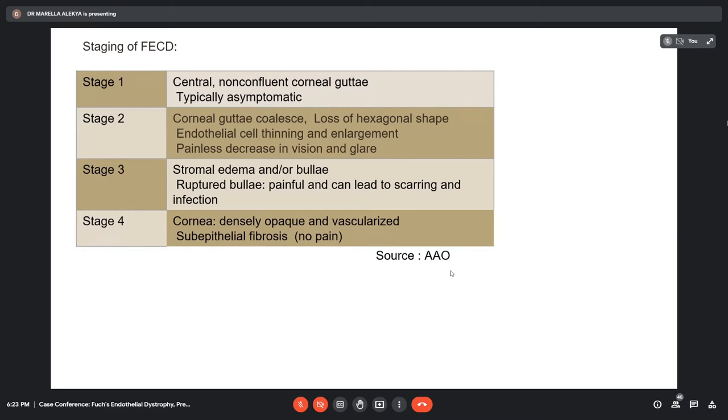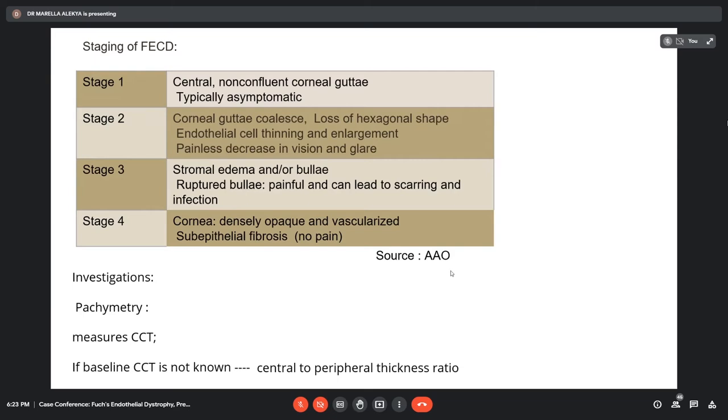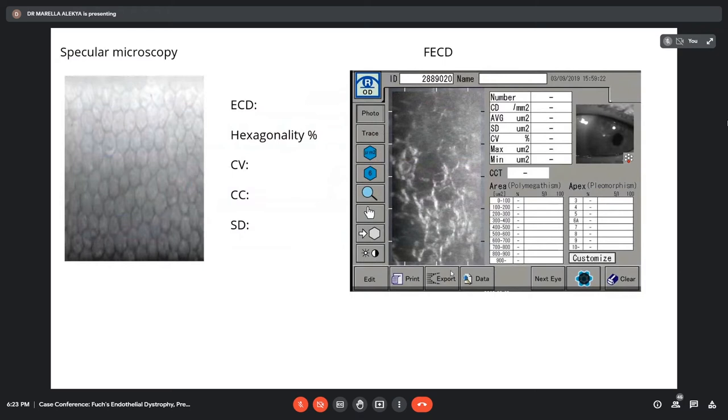Coming to basic investigations, we do pachymetry, specular microscopy, and OCT. Pachymetry measures central corneal thickness. If the baseline central corneal thickness of the patient is not known, we see the central to peripheral thickness ratio, which is called relative pachymetry. Coming to specular microscopy, the normal parameters we see are endothelial cell density, hexagonality, coefficient of variation, cell count, and standard deviation.